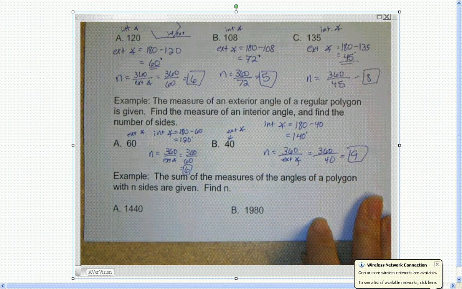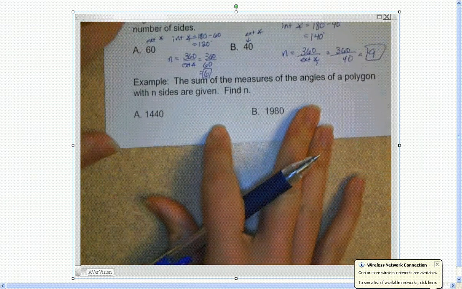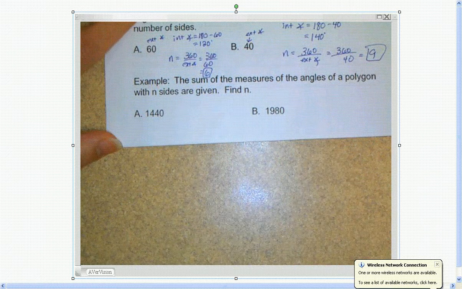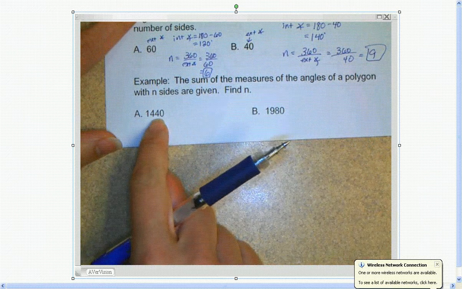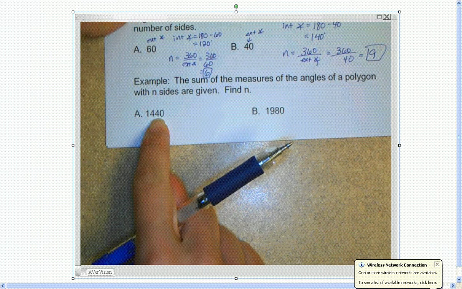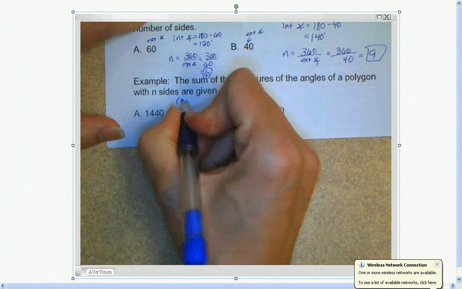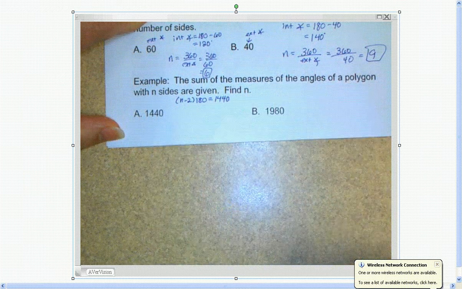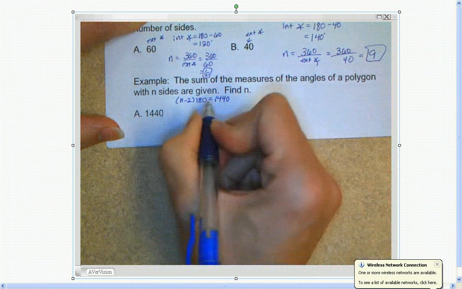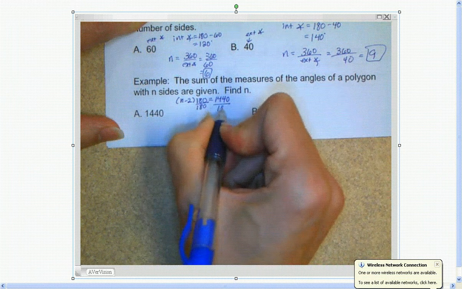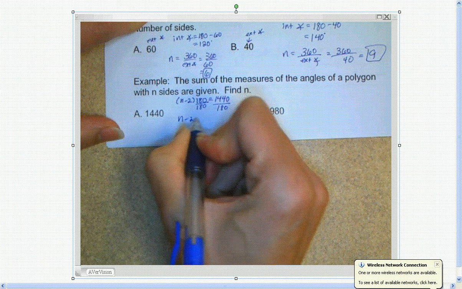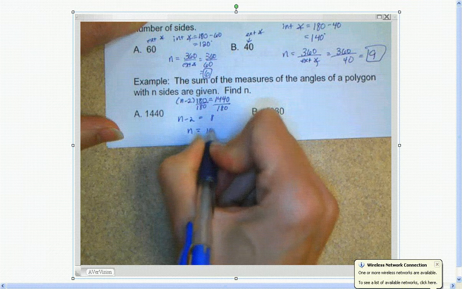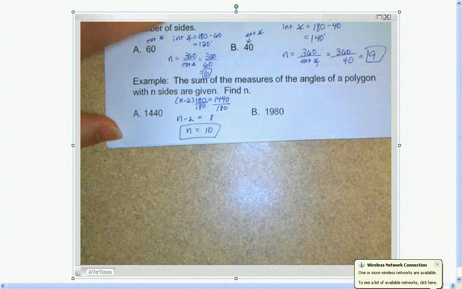Now, this is where the sum of the measures of the angles of a polygon with n sides is given. Find n. Now this is our n minus 2 times 180. So now we're going to do some algebra and work it backwards. We're going to go n minus 2 times 180 equals 1440. Now we can solve for the number of sides. The first thing I'm going to do, which makes it a little bit easier, is divide by 180. So I get n minus 2 is equal to 8. So n would equal 10. So that's a decagon.